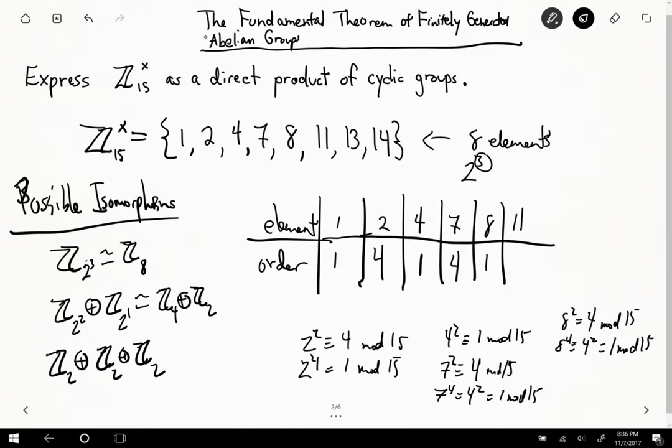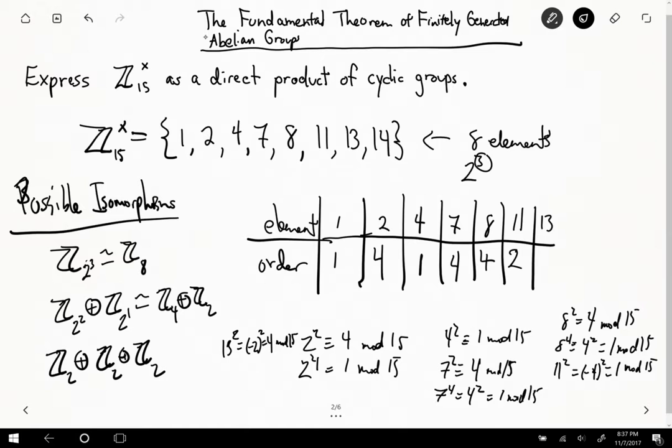Now when we get to 11, a little bit higher, but 11 squared, the way I'd like to think of that, that's the same thing as negative 4 squared, so that's going to be equivalent to 1 mod 15. Oh, I wrote 8 has 1, that should be 4. 11 has to be then 2. 13, we'll write over here, 13 squared is the same thing as negative 2 squared, which is the same thing as 4 mod 15.